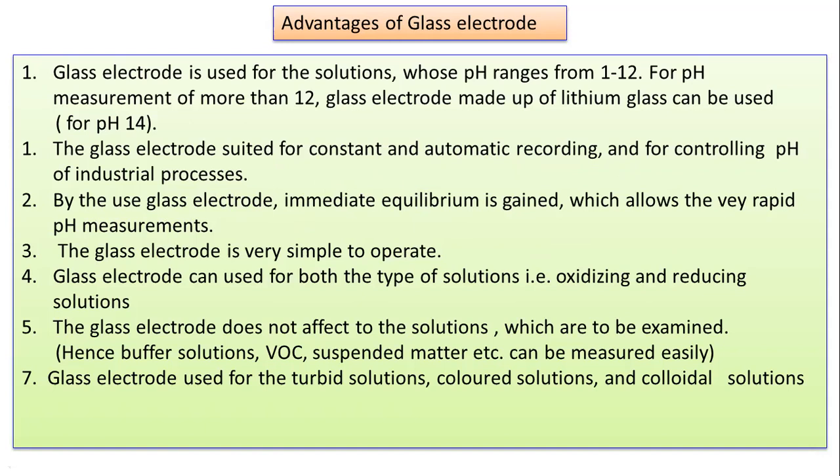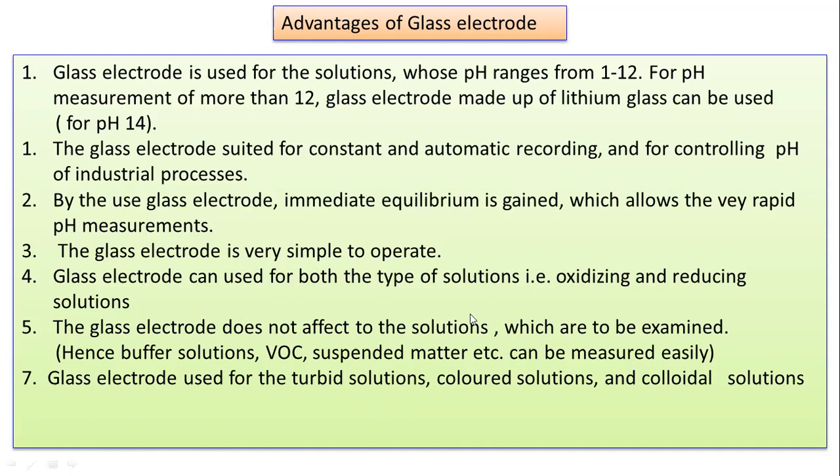Particularly, by the use of the glass electrode, there is attainment of immediate equilibrium, and this allows very rapid pH measurement for the particular solutions. The glass electrode is very simple to operate. One has to only dip the glass electrode into the solution, and ultimately the process gives the pH of that particular solution.